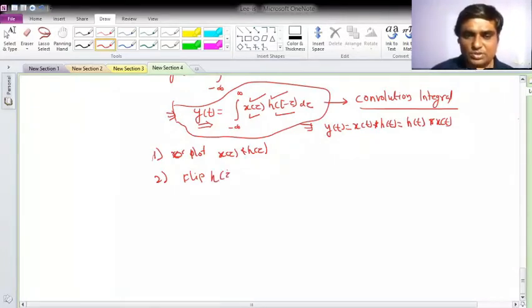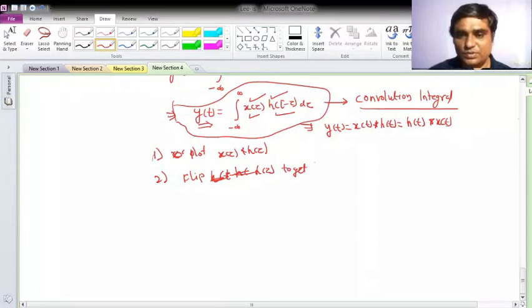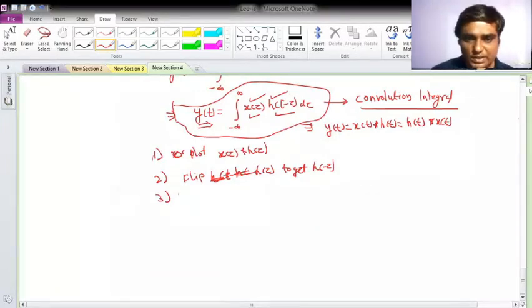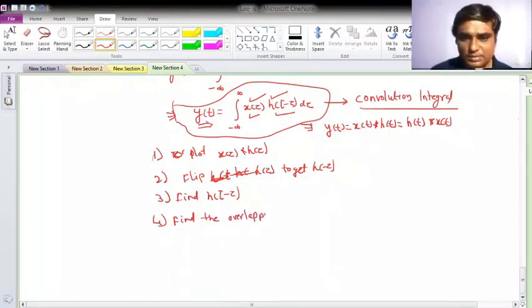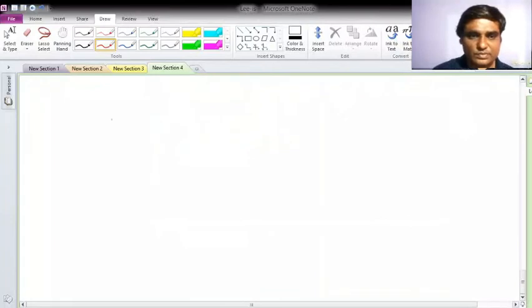Here I'll write h of t minus tau: flip h of tau to get h of minus tau, then shift this signal towards the extreme left to find h of t minus tau, and then find the overlapping area. So what is the overlapping area for that particular duration? Okay, so let us take one simple example.